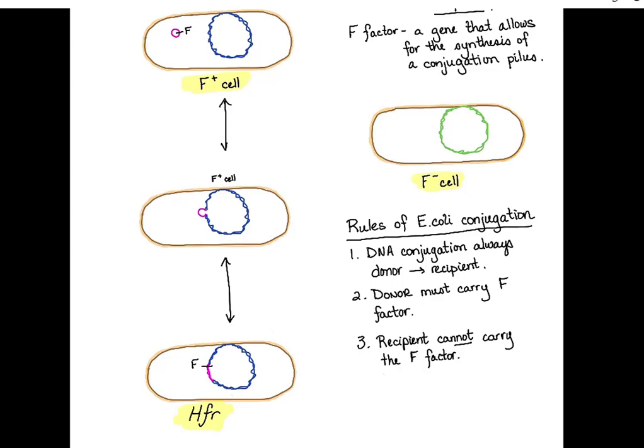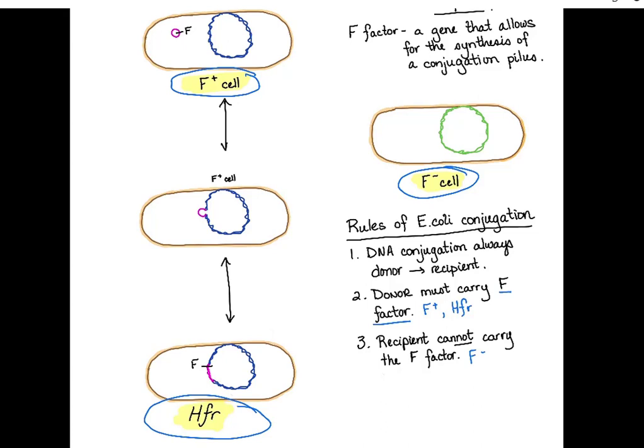So the donor must carry the F factor. And the only two iterations that carry the F factor are the F plus cell, or its counterpart, the HFR version of the F plus cell. So the donor is either going to be an F plus cell or an HFR cell. And if it is true that the recipient cannot carry the F factor, then the recipient must always be an F minus cell.